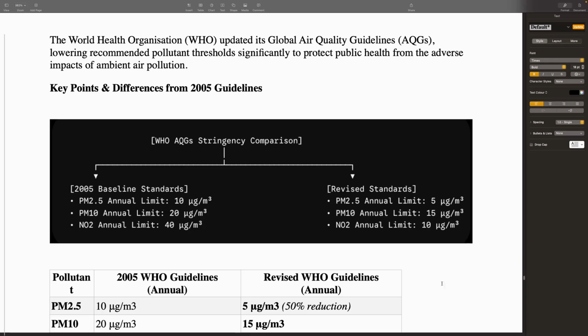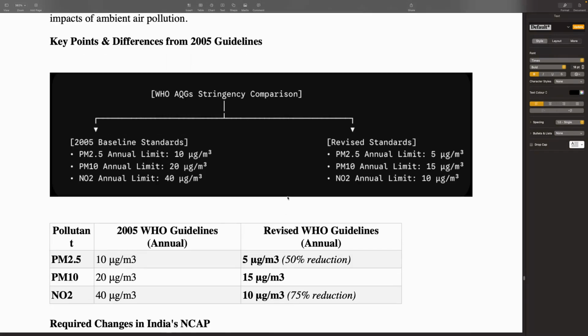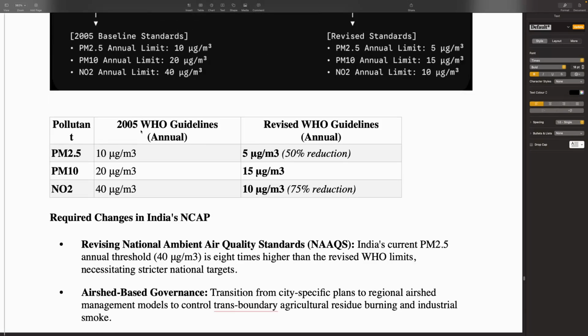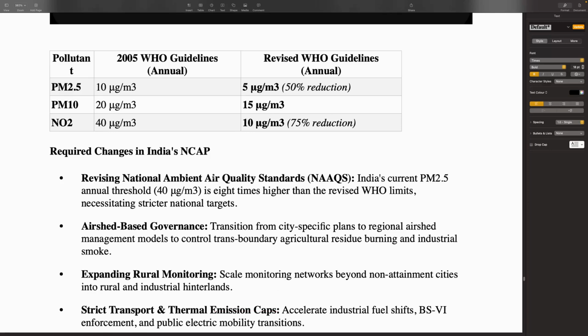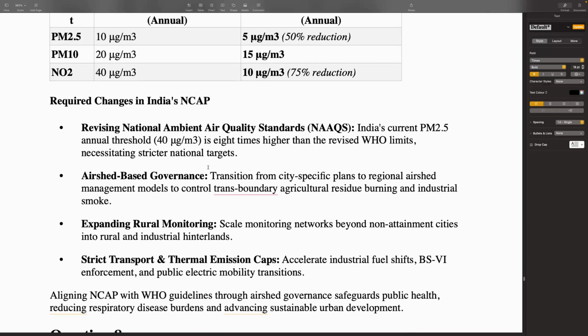WHO, this is the flow diagram, you can go through this. So pollutant, 2005 WHO guidelines and revised WHO guidelines. So this is the table: PM 2.5, PM 10, and NO2. So you can go through this. Okay, you can directly memorize it. From earlier it was 10, now it is 5. So I don't think it is that important unless you want data. In prelims, they are not going to ask it like that.